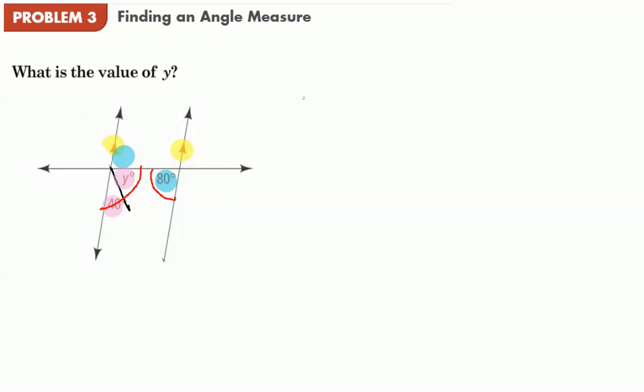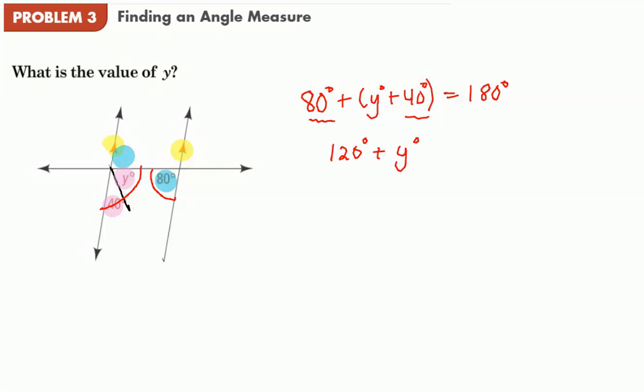So we're going to say that 80 degrees, this angle, plus these two, y plus 40, are going to equal 180 degrees. So we can combine terms. 80 plus 40 is 120, plus y is equal to 180. So that means that if we subtract 120 on both sides, we end up with y equal to 60 degrees.